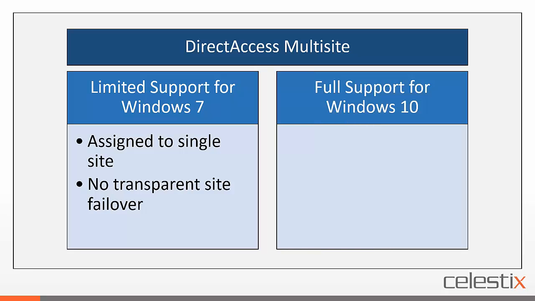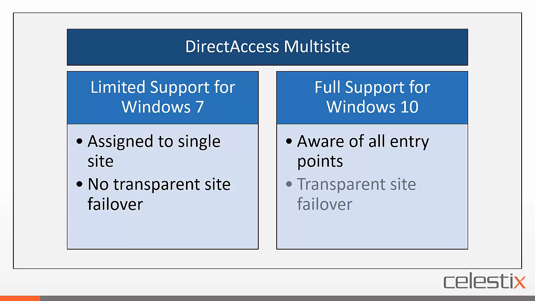Windows 10, of course, has full support for DirectAccess multi-site. It is aware of all entry points, as I said, and supports transparent entry point failover. What that means is that in my scenario where I have my DirectAccess client in Los Angeles connected to the Los Angeles entry point, if for some reason that goes offline, then it will automatically fail over to the New York entry point, for example.